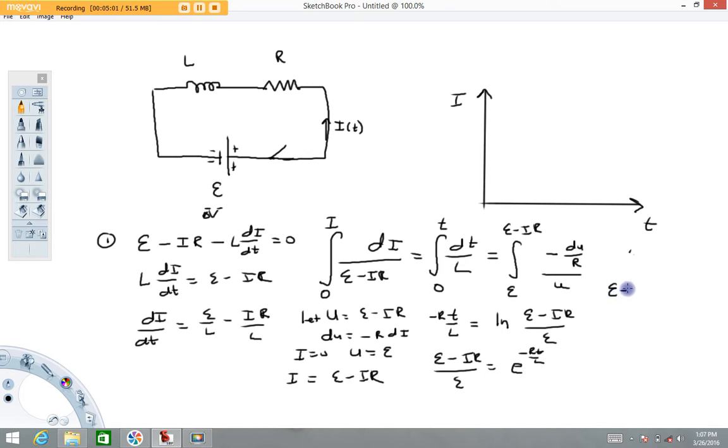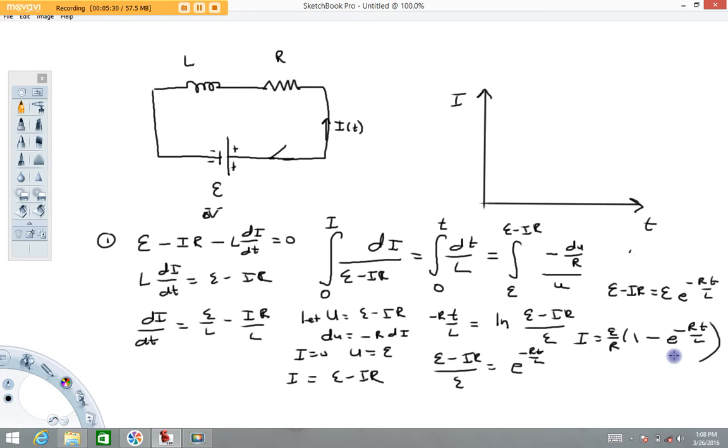So we're going to have E minus IR is equal to the voltage E times e to the minus RT over L. And we can solve that for I. We're just about done. We move this to the right, this to the left, and factor. We end up with E over R times the quantity 1 minus e to the minus RT over L. There we go. We got it.